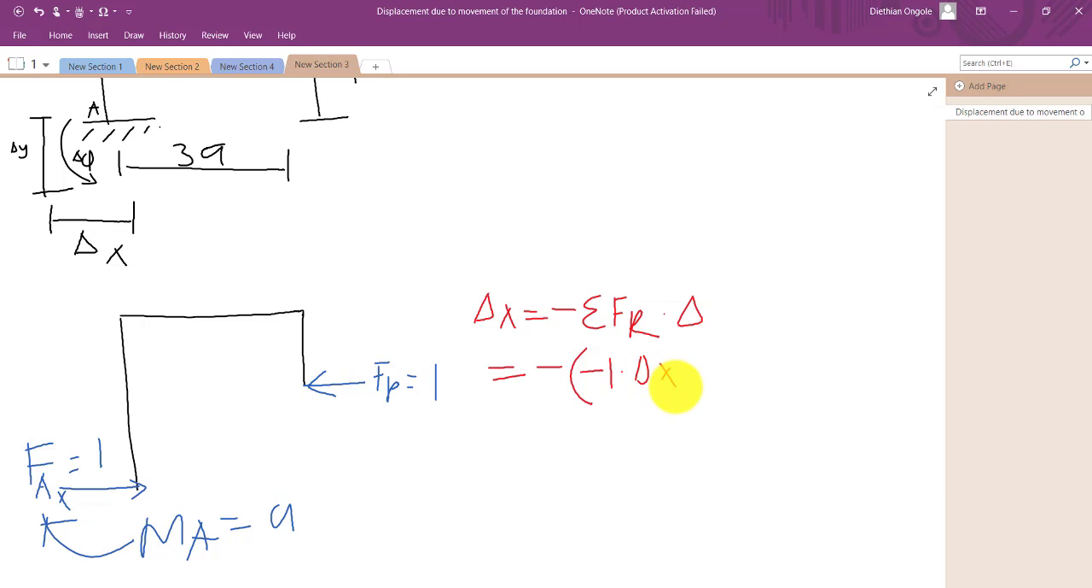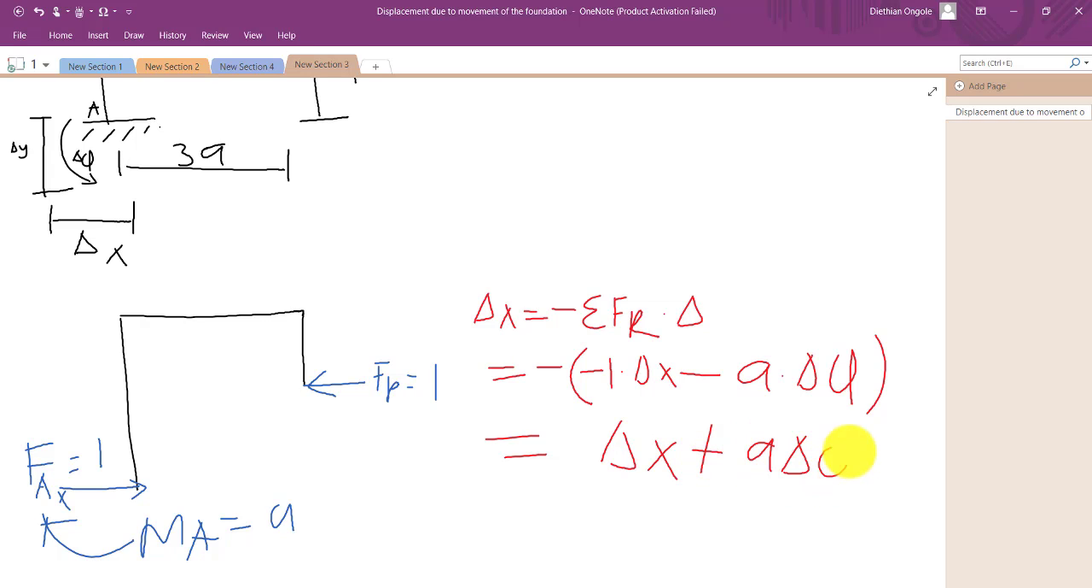So this would be negative 1 times our displacement, that is delta x. Then when we consider the moment MA and the given moment in the system, they are also in opposite direction, so therefore we also add a negative sign. Then the moment was given by A times the displacement delta phi. So this gives us an answer that is equivalent to delta x plus A delta phi. That is for the displacement in the horizontal direction at point D.